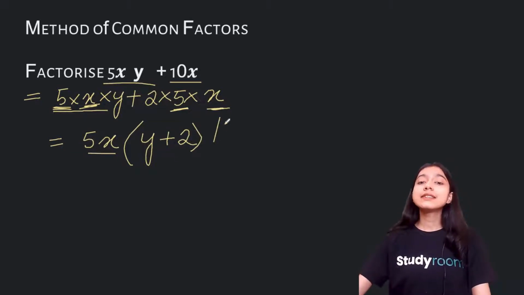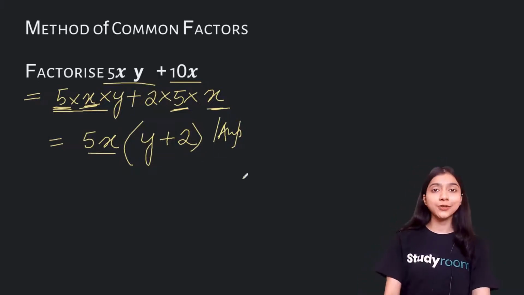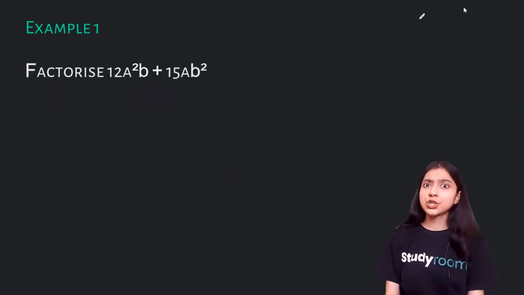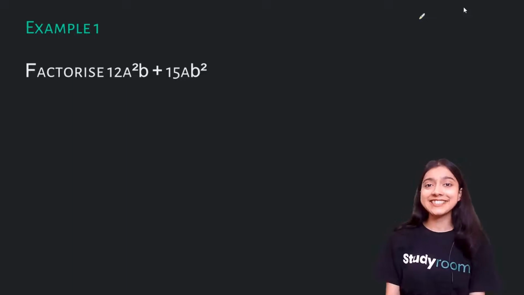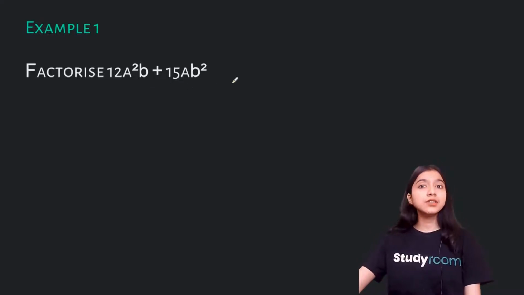So this is our answer of the given algebraic expression in the factorized form, or we call it the factor form. And we have solved it using the method of common factor. Should we solve another problem? Yes, let's do it. So the other problem that we have is 12a square b plus 15ab square.